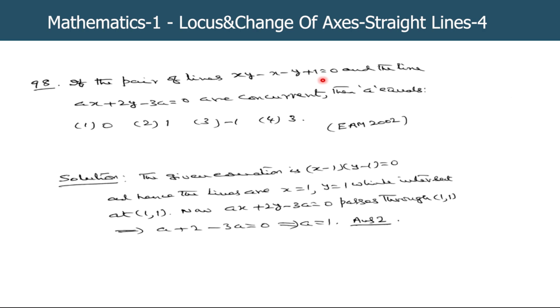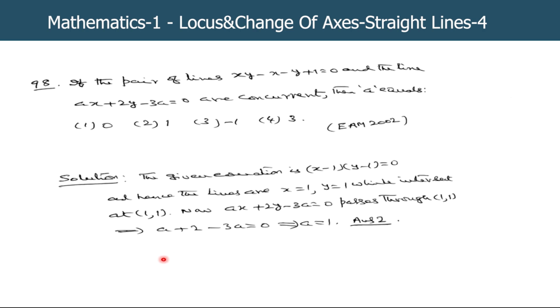98. If the pair of lines xy minus x minus y plus 1 equal to 0 and the line ax plus 2y minus 3a equal to 0 are concurrent, then a equals: 1, 0, 2, 1, 3 minus 1, 4, 3. AMSET 2002.